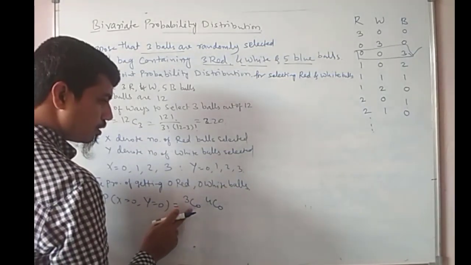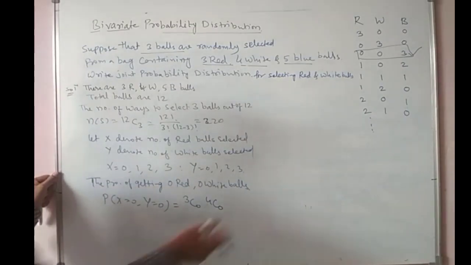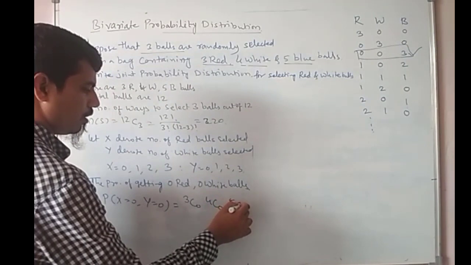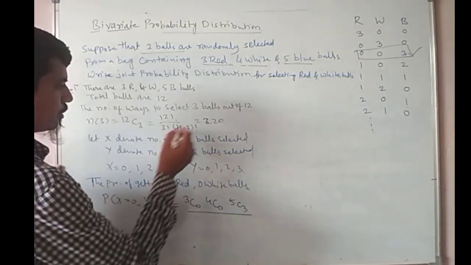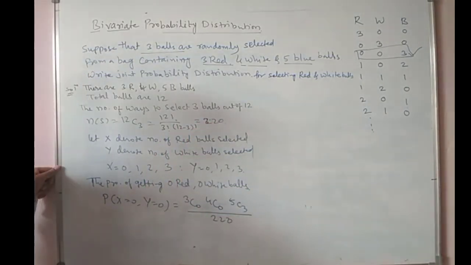So there are 0 red balls, 0 white balls. It means that the 3 blue balls are selected. In how many ways we can select the 3 blue balls out of 5 blue balls? That is 5C3. So 5C3 divided by the total number of ways to select the 3 balls, which is 220.